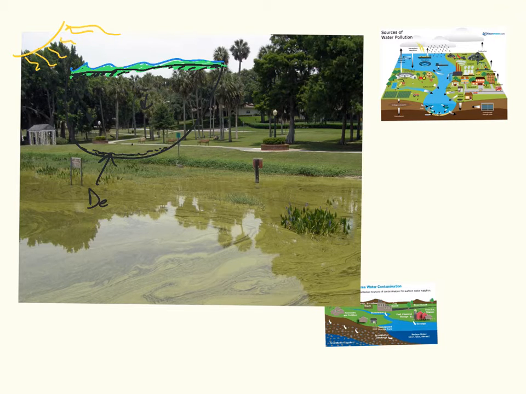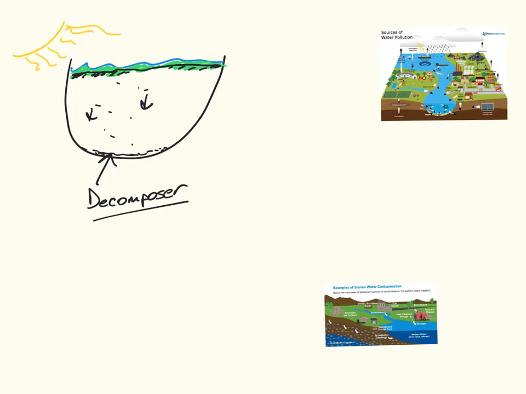If you die, something's going to eat you. It's called mold, fungi, bacteria, right? We call these things decomposers. They break you down. They take you apart. So as the algae dies, the decomposers. Now, do the decomposers do photosynthesis? No, they eat. They're eating dead things. So they're not doing photosynthesis.